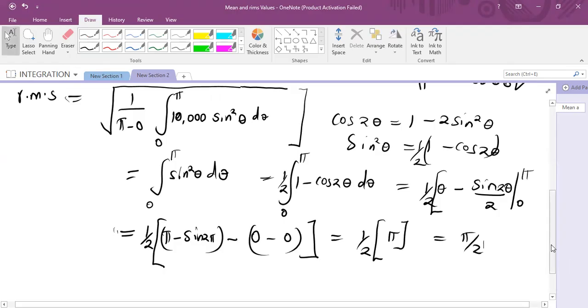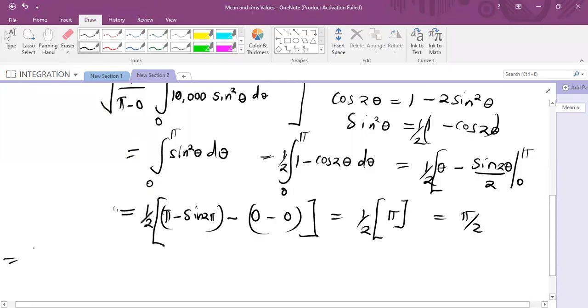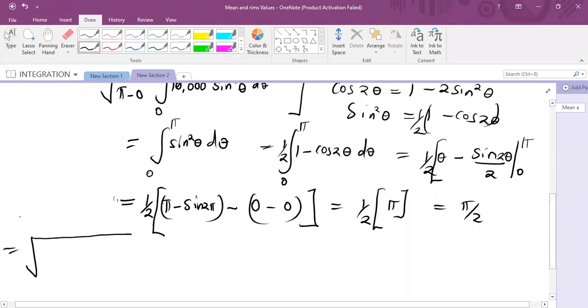Okay, let's take it back into the equation here. So we basically had the square root of 1 over pi minus 0. So we have the square root of 1 over pi, and then we have 10,000, because we've already evaluated the integral. So we have 10,000 multiplied by the integral of sine squared theta, which we found to be pi over 2. So what does this simplify to? As we can see, this pi can cancel out with that pi, and these 2 can cancel out with that, so whatever we remain with inside the bracket is 5,000.